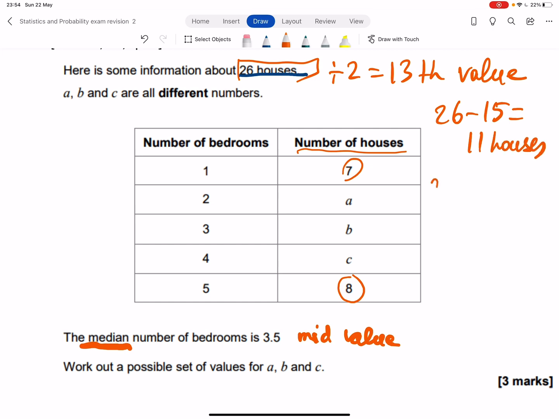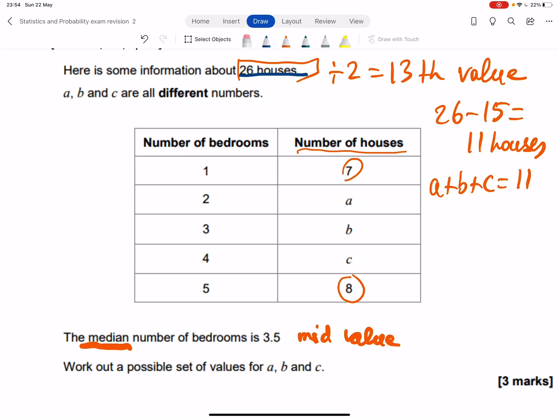Okay, so A, B, and C added should give you 11 houses. They should be all different numbers. So we just need to go for some options that when added give you 11. And also we know the median is 3.5 bedrooms. So that's going to be here.